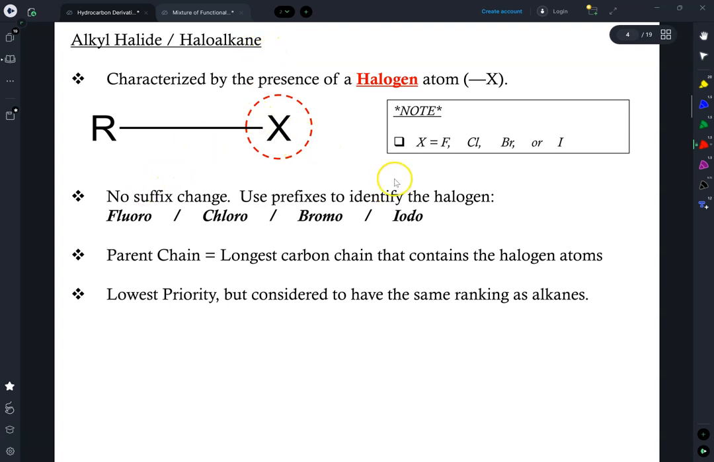Essentially, whenever we add a halogen to a hydrocarbon, you make an alkyl halide. So in this situation, X represents some kind of halogen, either fluorine, chlorine, bromine, or iodine. Please note that these guys are the lowest priority. Basically, they're considered to have the same ranking as just regular alkanes. As such, there is no suffix change. Instead, you'll just use the prefixes to identify the halogen. So fluorine becomes fluoro, chlorine is chloro, bromine is bromo, and iodine is iodo.